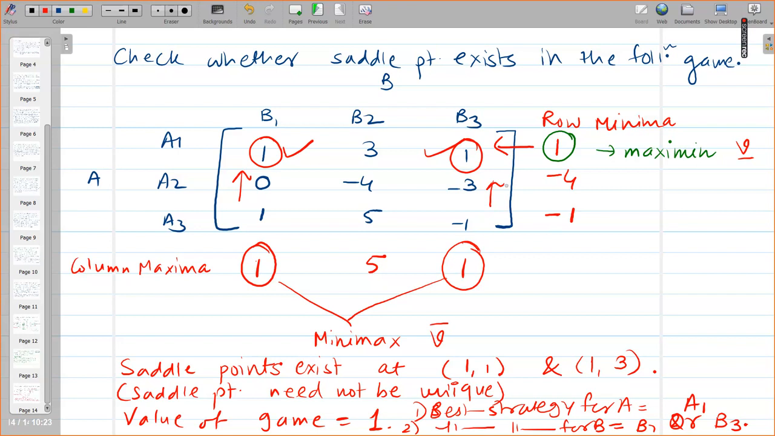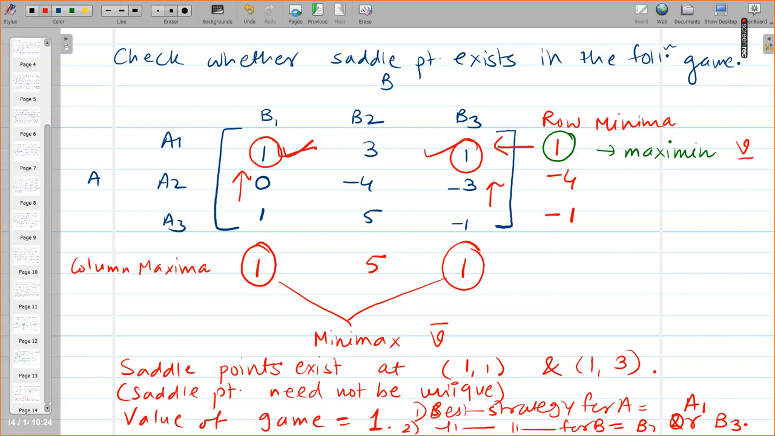But if the question demands us to use dominance principle because this has got more than 2 strategies for each player, then you may be asked to solve the game by dominance principle. Then you have to apply the dominance principle. And at the end, you will reach the same answer, 1. That will happen whether the game has pure strategies. Though the game has pure strategies, you will reach this particular point. You should always check whether the game has a saddle point or not in the beginning.